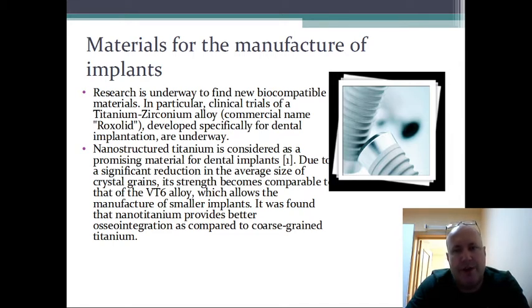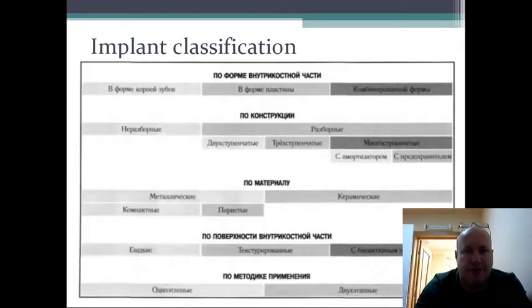Nanostructured titanium is considered a promising material for dental implants, due to a significant reduction in the average size of crystal grains. Its strength becomes comparable to the VT6 alloy, which allows the manufacture of smaller implants. It was found that nanotitanium provides better osseointegration as compared to coarse-grained titanium.